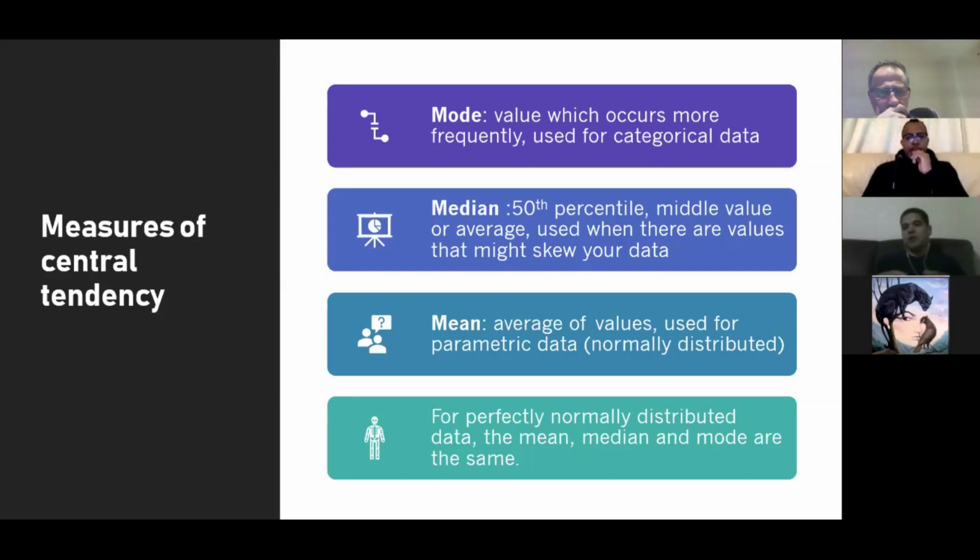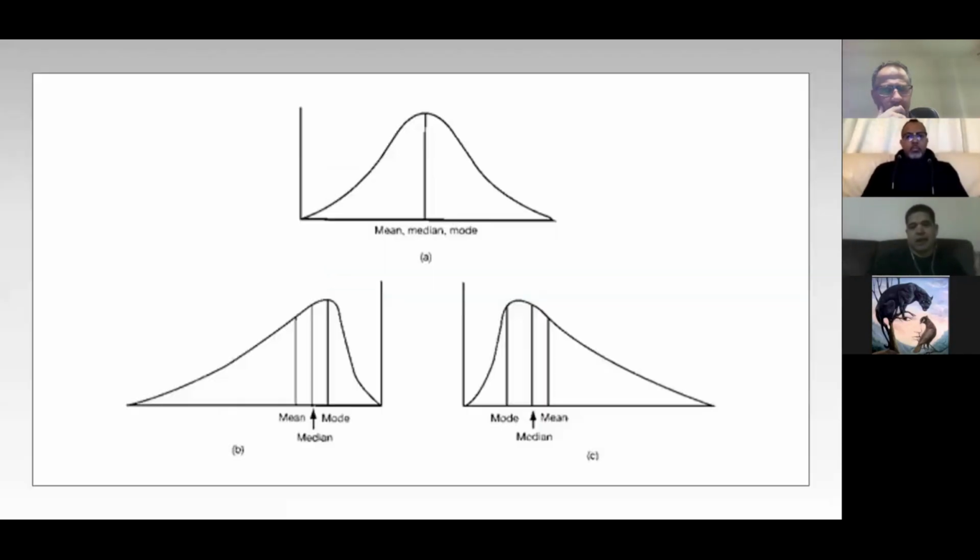If your data are normally distributed, the mean, the mode and the median should be the same. And this is a graph here. The upper one has the median and mean on one line, so it's normally distributed. It's a bell-shaped curve. In the lower ones, on the left side and on the right side, there is a difference. These are different distributions. You'll find the mean, the median and the mode are not the same. You have three lines there.